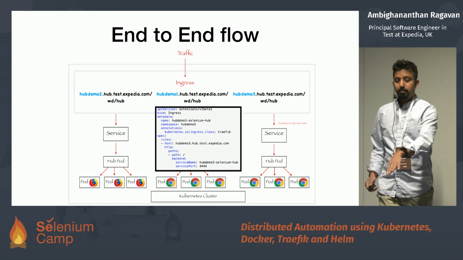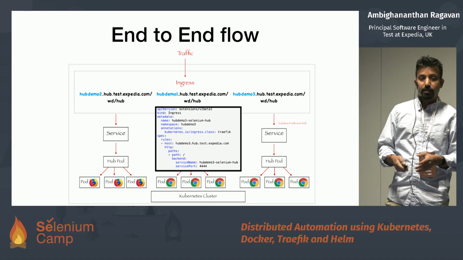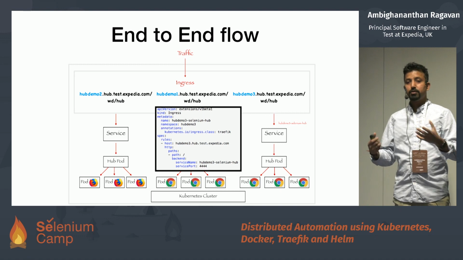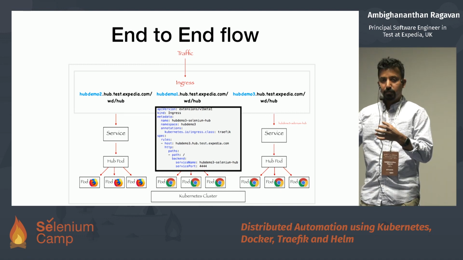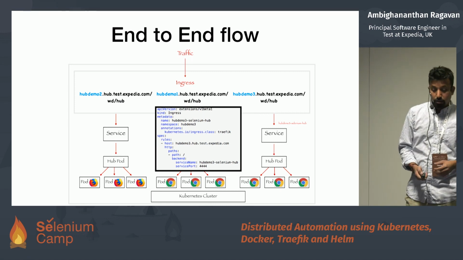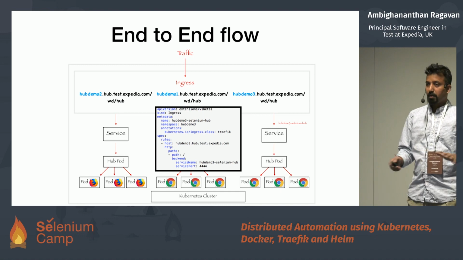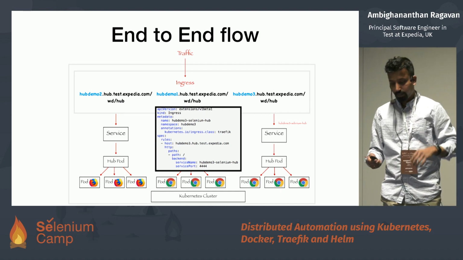I have just hard coded it for the sake of clarity, but you don't have to. Kubernetes Helm charts allow you to templatize everything. Whatever variable you pass, it can be replaced in the template automatically. So even if you have 100 hubs, no problem. It knows where to send you as long as you are invoking the right URL.